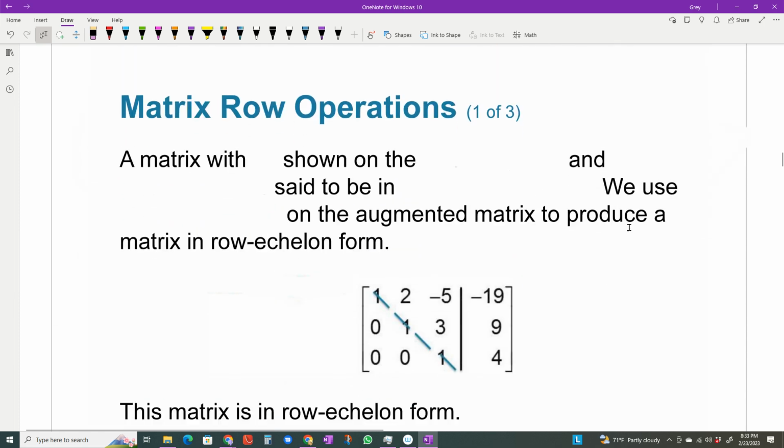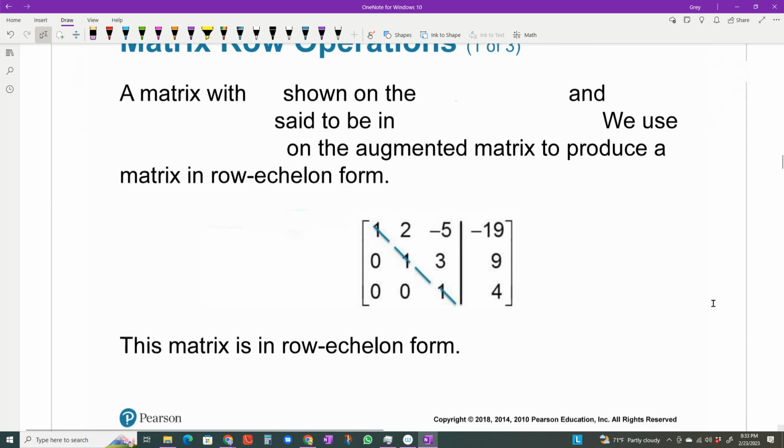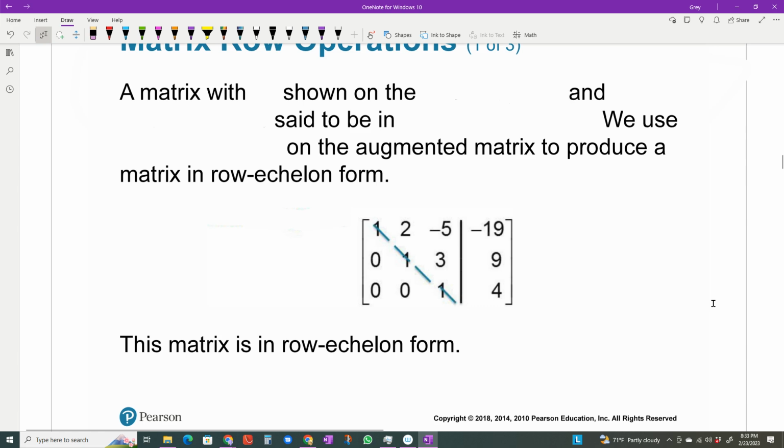Next, we're going to talk about something called row operations. If you just keep in mind that these row operations are what you do when you work with elimination with a system of linear equations, then it all falls into place.